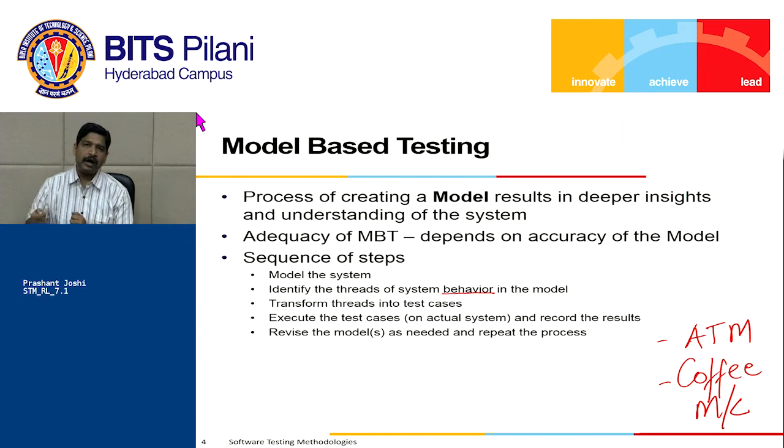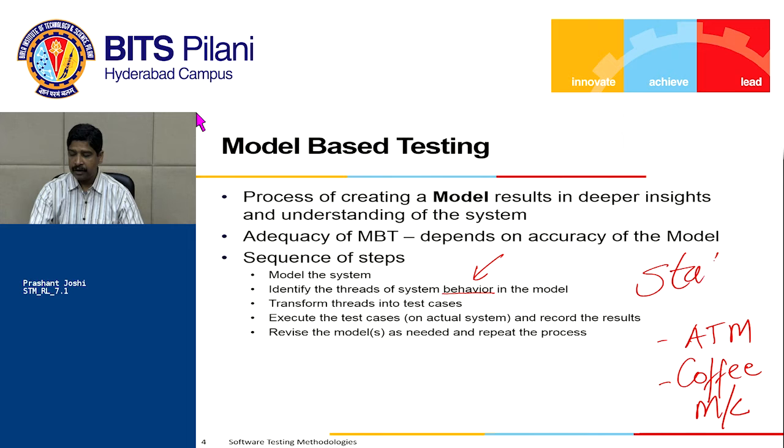The first input would be the card. So I insert the card, and then it is in a state of waiting for the PIN. The moment the PIN is entered, it is in a state of processing the information and finding out that I'm indeed the person who's authorized to do any operations on this particular account. So all of this gives rise to how the system is behaving, and it is state-based stuff.